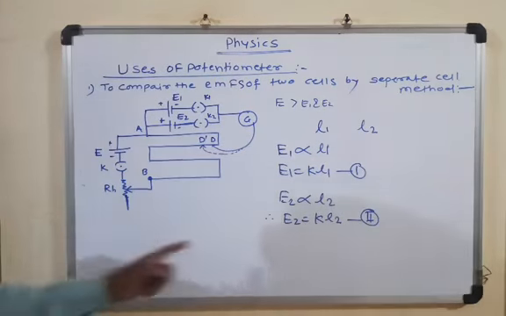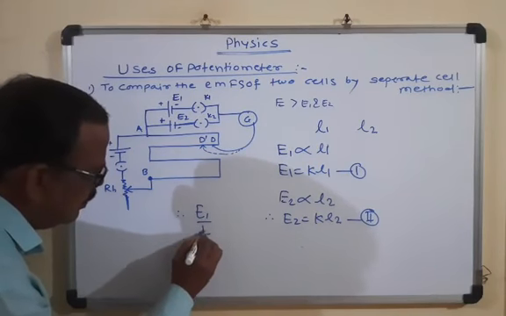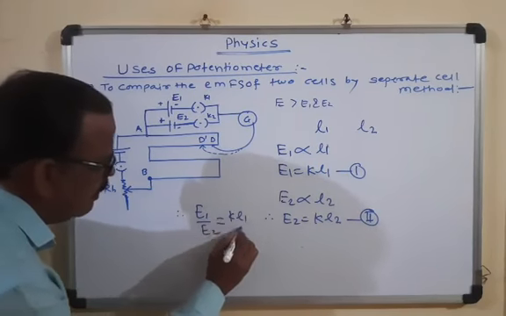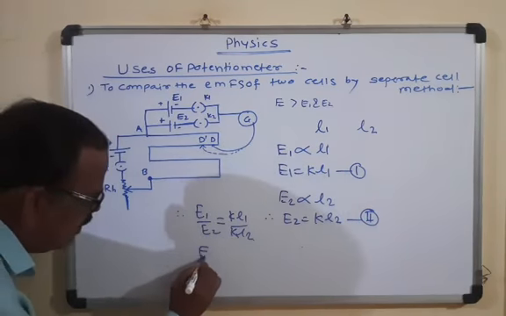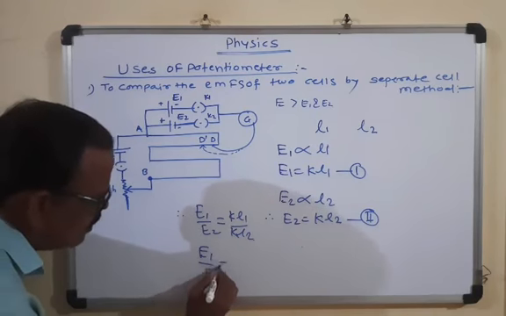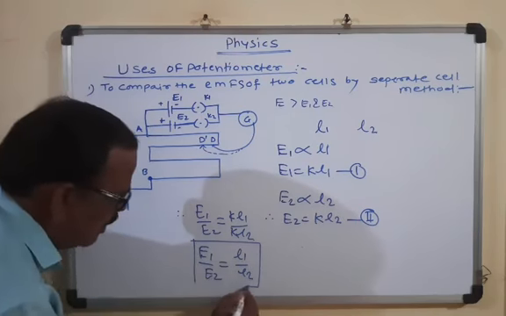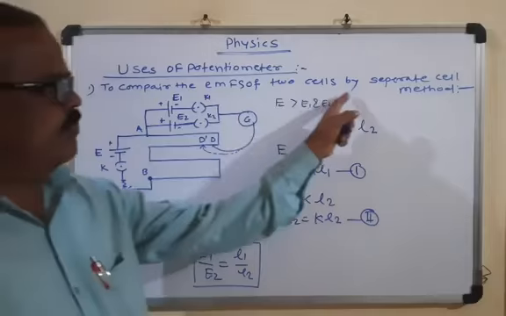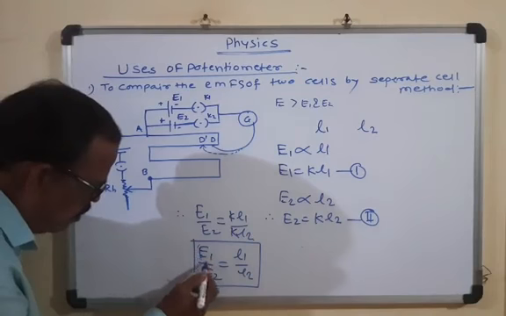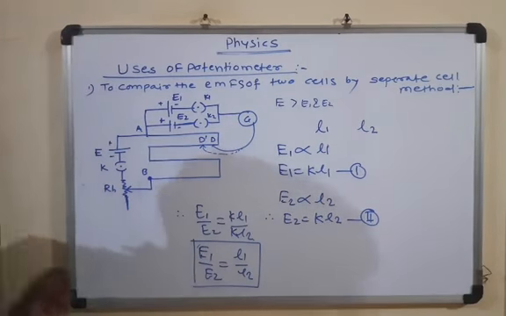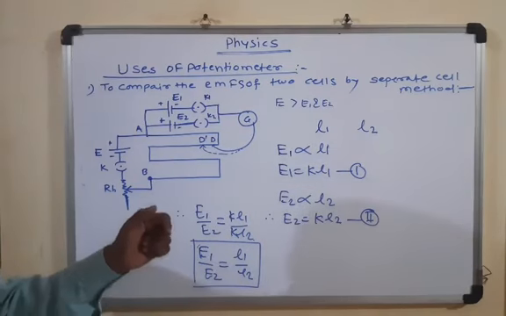Divide equation 1 by 2. Therefore, E1 divided by E2 is equal to K into L1 divided by K into L2. K gets cancelled, therefore E1 divided by E2 is equal to L1 divided by L2. With the help of this formula, we can compare the electromotive forces of two cells by the separate cell method. If any one of the electromotive forces is known, we can determine the other. This is the first use of the potentiometer.